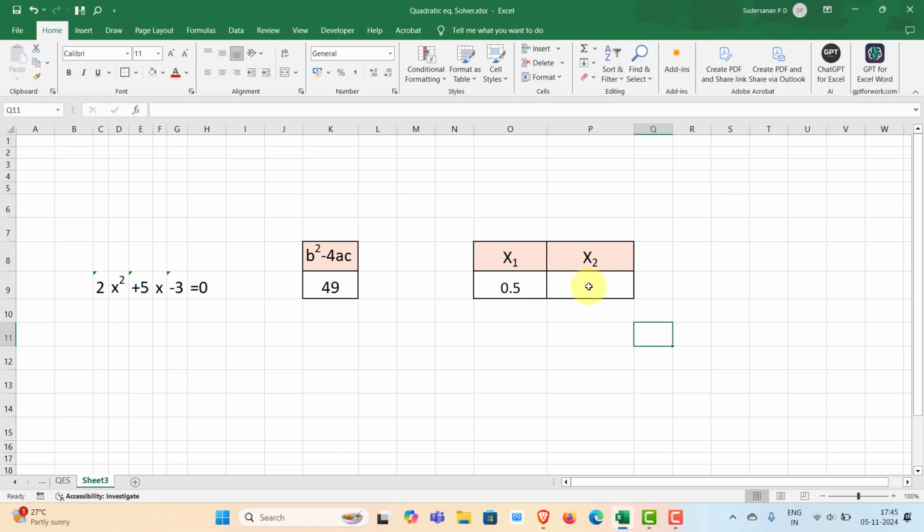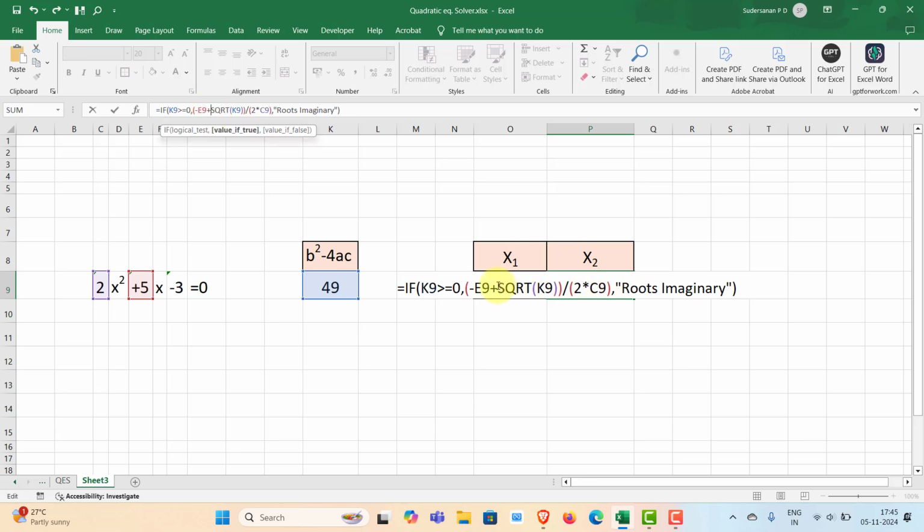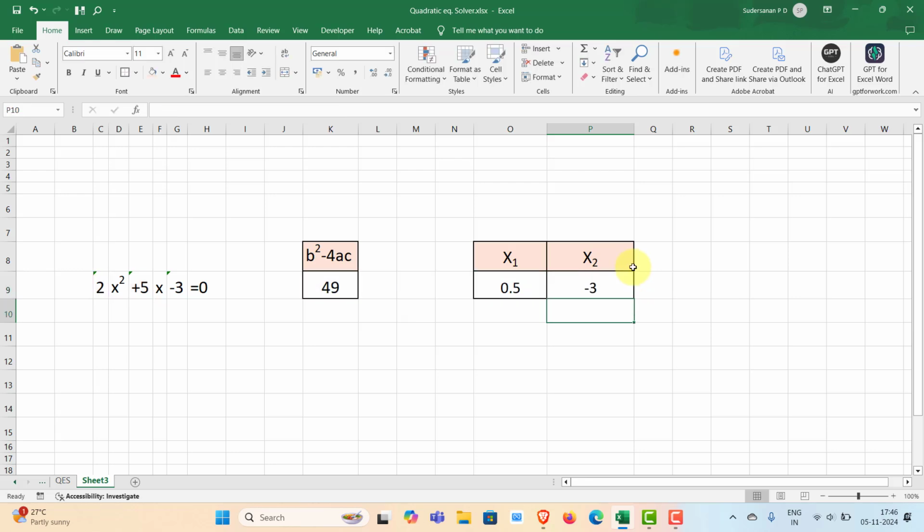Okay. Now similarly, this formula you can copy and you need to only change the sign. So I'll just copy it. I'll put the formula here. I need to change minus E9, so that is minus b minus square root of b square minus 4ac divided by 2a. Only the sign you need to change for the second root. So we are getting 0.5 and minus 3.